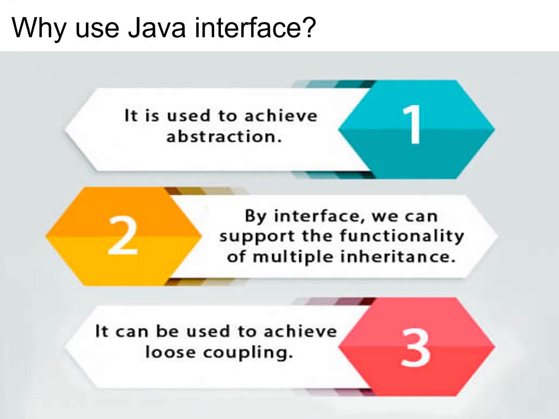So now the question is why we use Java interfaces. The first reason is that it is used to achieve abstraction. The second reason is that by interface we can support the functionality of multiple inheritance. We can only implement multiple inheritance without ambiguity through interfaces. It can be used to achieve loose coupling. So what is the connection of this concept with software engineering? The connection is that interfaces achieve loose coupling, while inheritance achieves high, strong coupling.